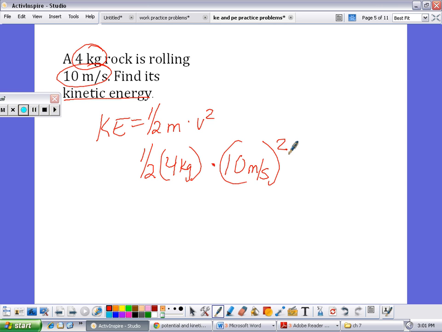And you have to remember to square it. That is a common mistake. So 1/2 of 4 is 2 kilograms. And then 10 squared is 10 times 10, so we get 100 meters squared per second squared. And so 2 times 100 gives you the answer of 200, and this is kinetic energy, so it is joules.